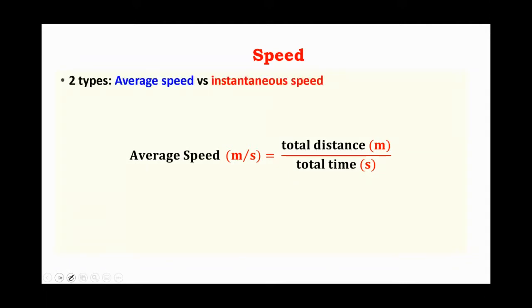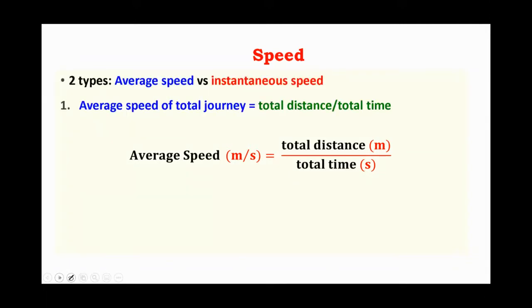There are two kinds of speed. The first one is called average speed, السرعة المتوسطة, or متوسط السرعة, whatever you say. Why do we need to calculate the quantity that's called average speed? What do you think? If you know, you can raise your hand.